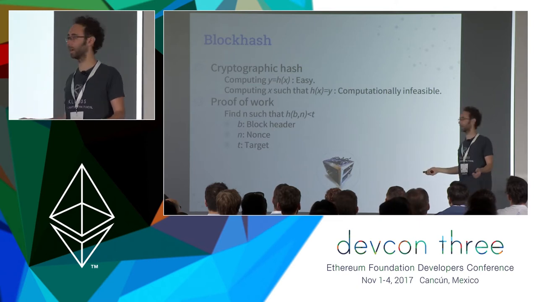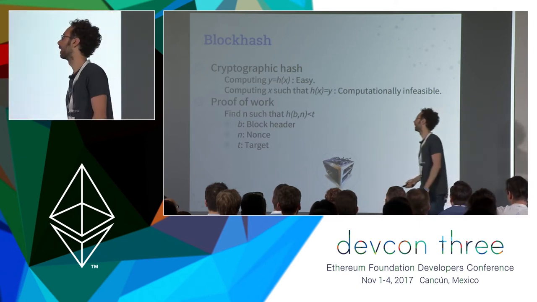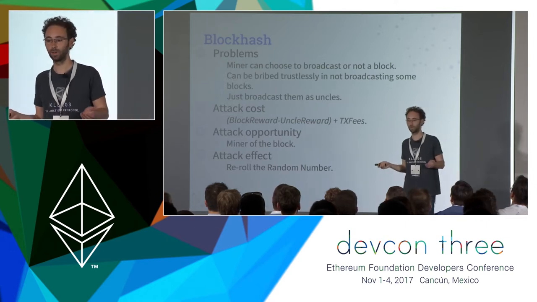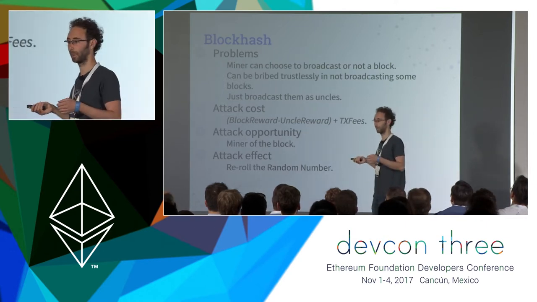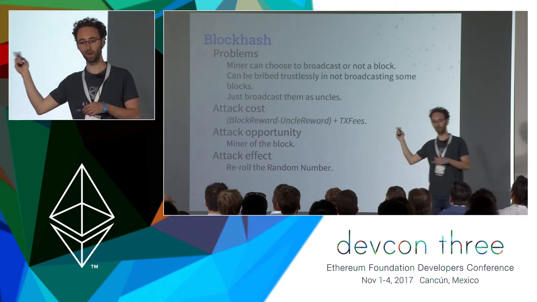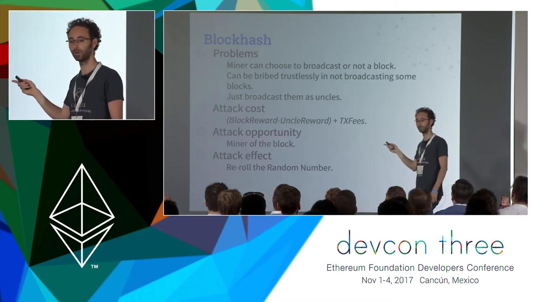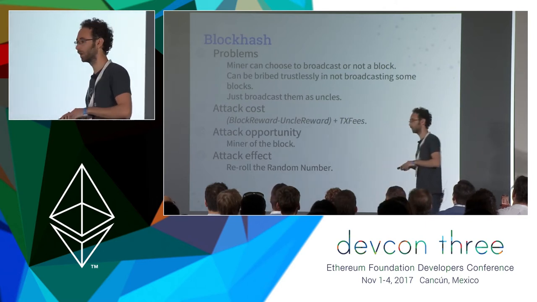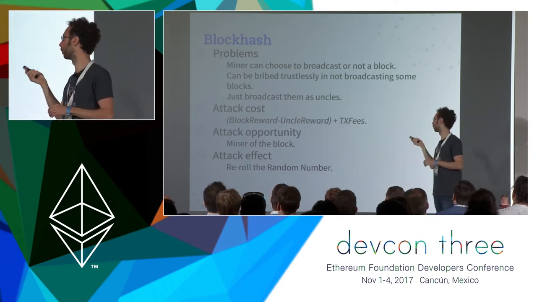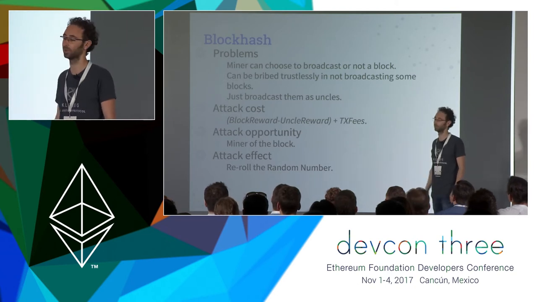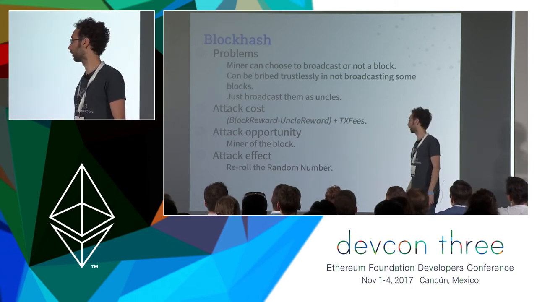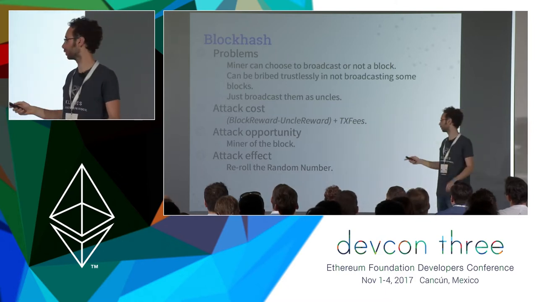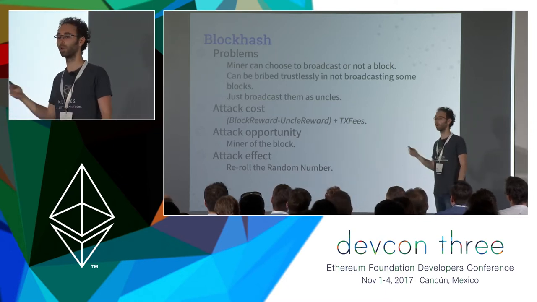So we could say, okay, at the end we have a hash which is random. No, because when you find a block, you can choose not to publish it. And even worse, with smart contracts, you can bribe the miner trustlessly into not publishing those blocks. And you don't even lose the block reward, because you publish it as an uncle. So only the miner can do this attack, and the effect is just rerolling the number.